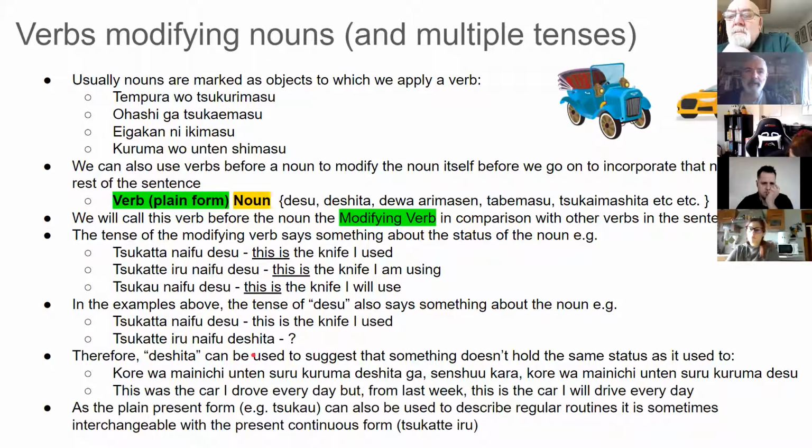And as the plain present form, tsukau, for example, can also be used to describe regular routines. It is interchangeable with the present continuous form. So where we're using tsukatteiru, usually we can just use tsukau, to be honest. But just keep in mind that this would be the present continuous.